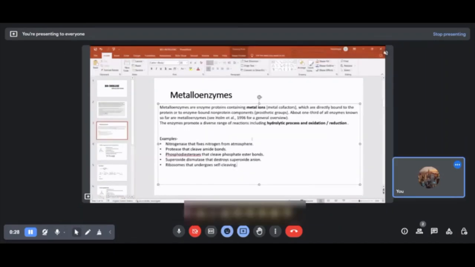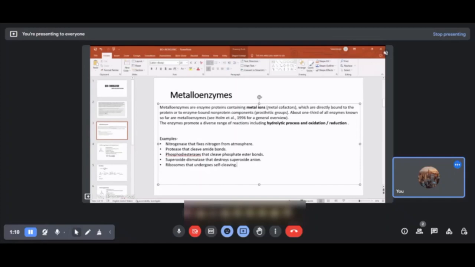This is metalloenzymes. In this segment of the lecture, we are going to focus on how metalloenzymes function. Metalloenzymes contain metal ions, metal cations rather, as the cofactor. So what does the term cofactor mean? The cofactor is the non-protein part of the enzyme which helps the enzyme to bind with the substrate.